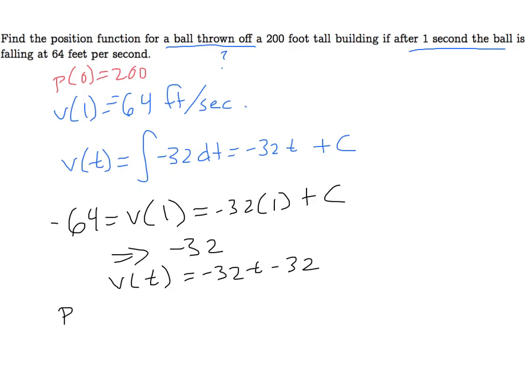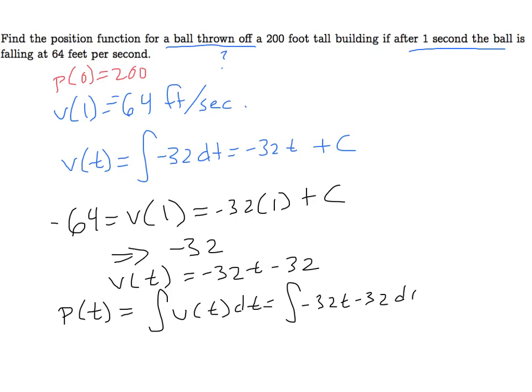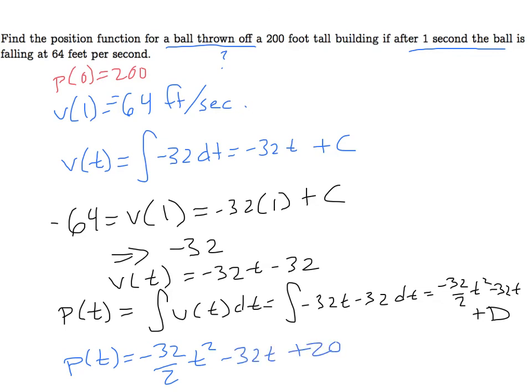I integrate this for my position function. Position is the integral of velocity, which will be the integral of negative 32t minus 32 dt. So negative 32 over 2 t squared minus 32t, and I've run out of room and I apologize, plus a constant d. And finally, using my initial condition, I get my particular solution, p of t, will be negative 32 over 2 t squared minus 32t, plus the initial 200 feet. So this one, I didn't actually know my initial velocity, but I'm still able to reconstruct and build this position function because my initial condition here tells me how to fill in my constants.